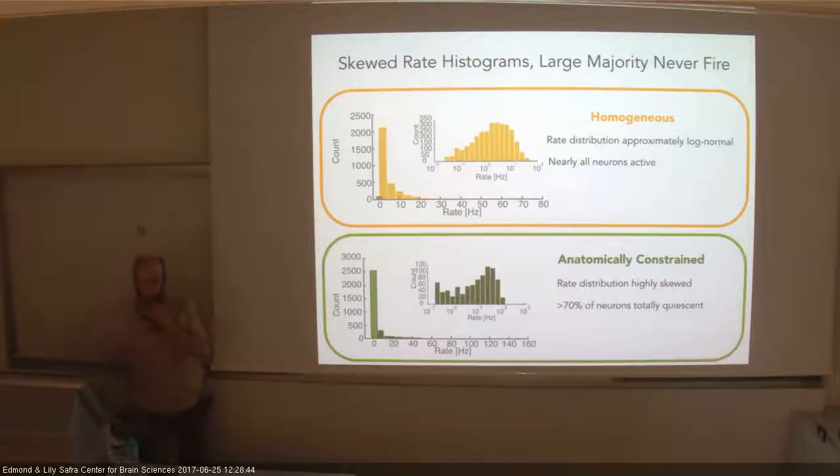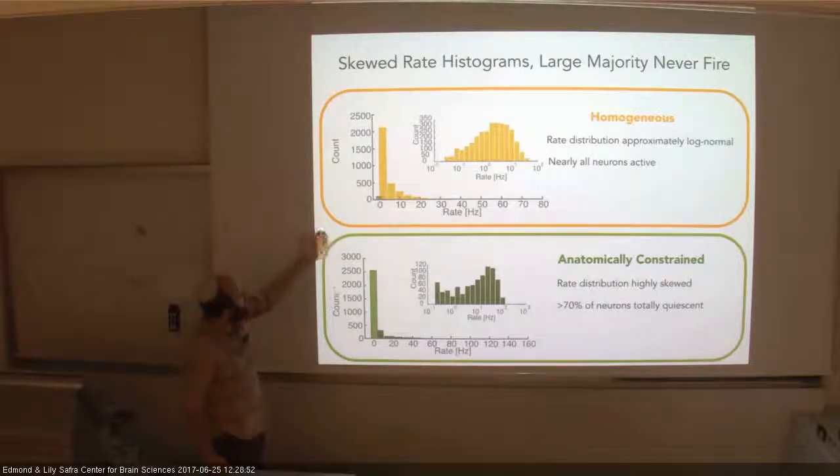If we look at the rate distribution, the distribution of firing rates across the population, the homogeneous network gives us, as expected, a realistic population firing rate distribution, which is roughly log normal, which has been observed in experiments, and almost every single neuron is active.